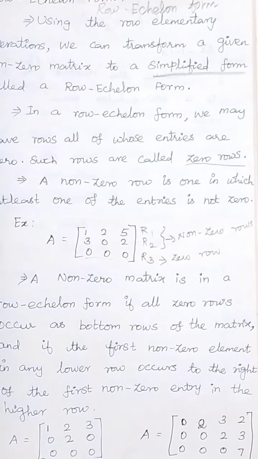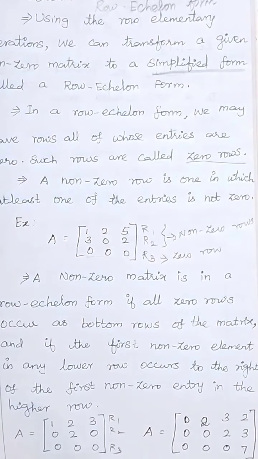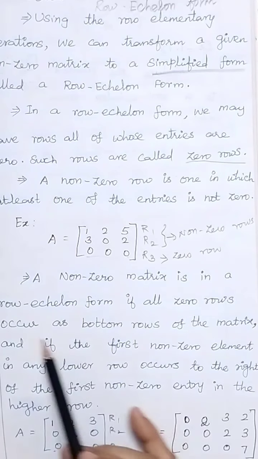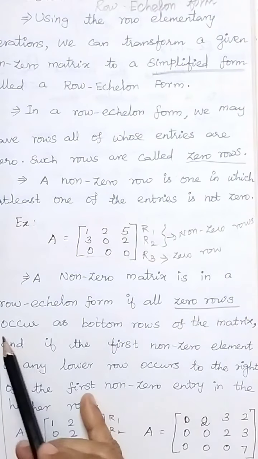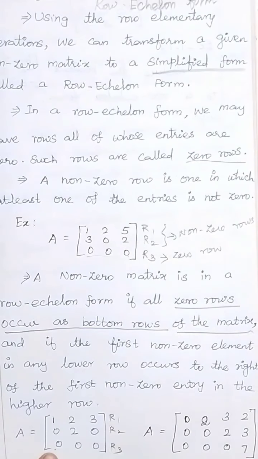First you check whether the zero row occurs at the bottom of the matrix. Here this is our R1, this is our R2, this is our R3. So here R3 is a zero row. So zero rows occur at the bottom of the matrix. So our first condition is satisfied.